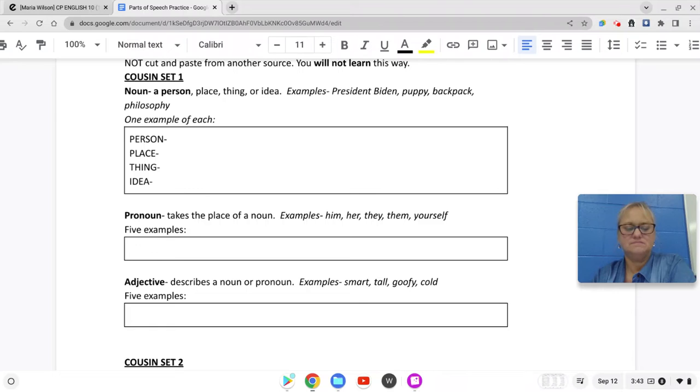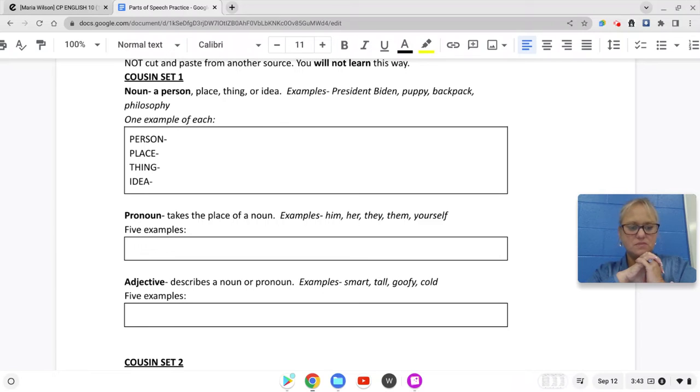And I like to take the flashcards and on the blank side put the word noun, put the word pronoun, put the word adjective, and put them all in the same color because they go together. Or you could use colored flashcards that are the same color.